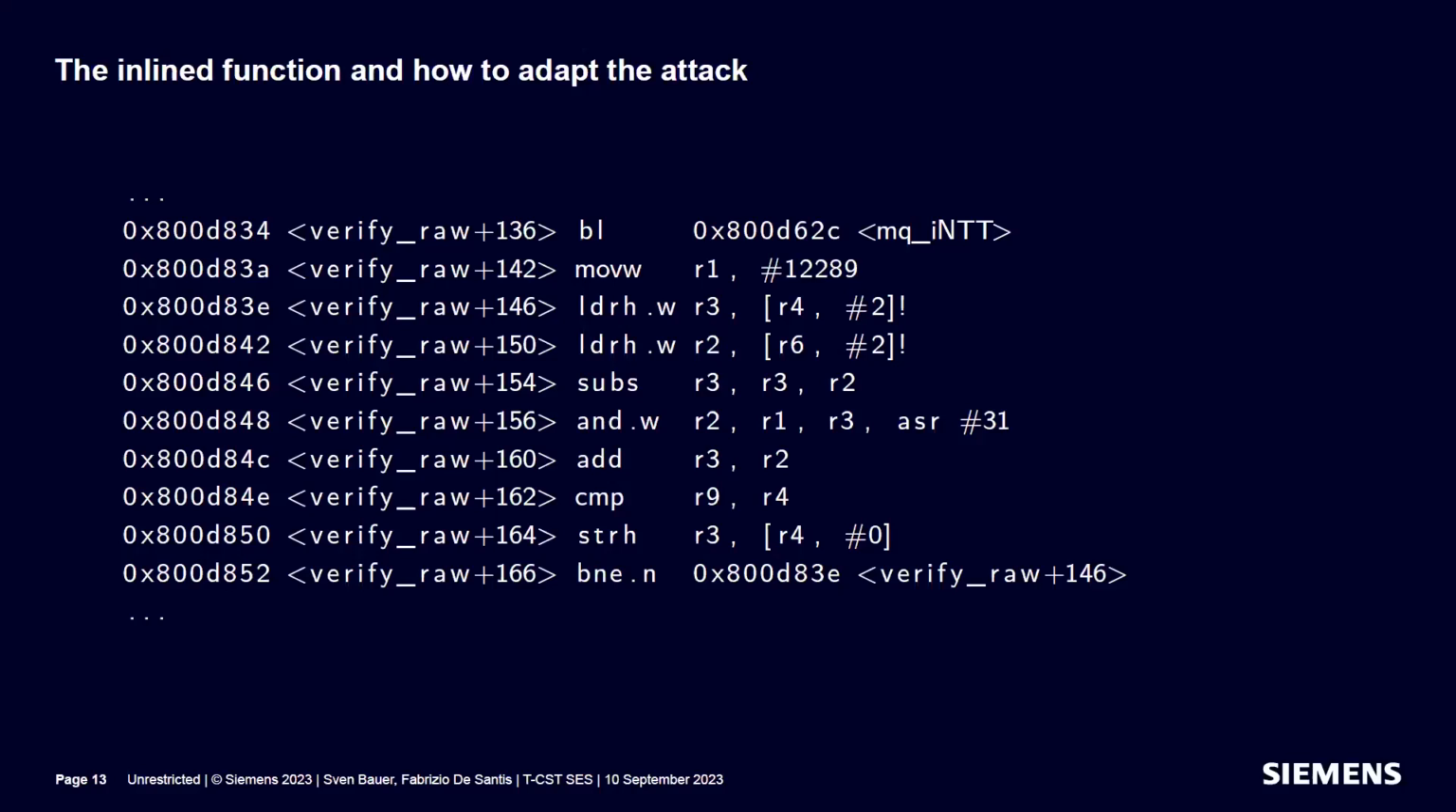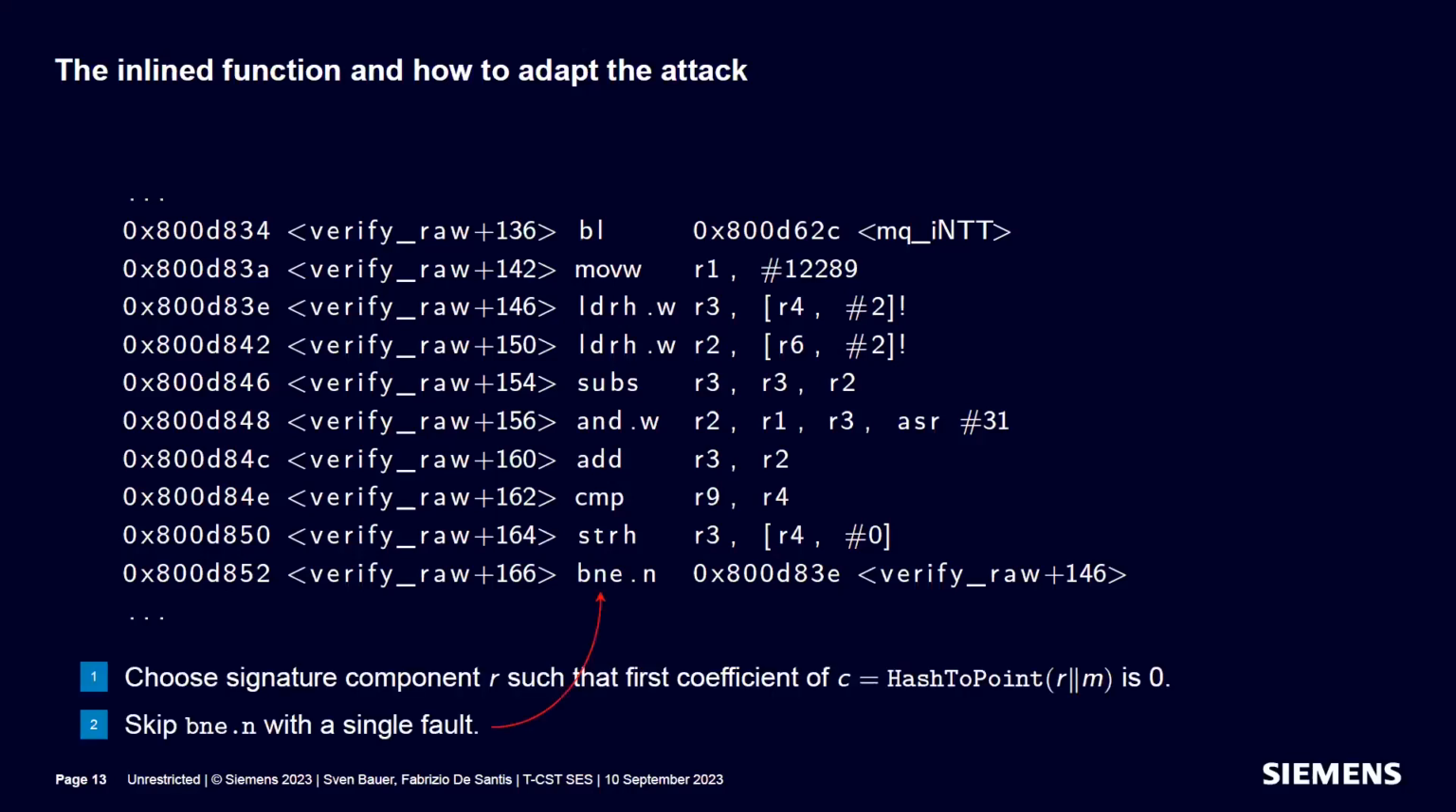So, okay, you could start with how we skip multiple instructions, but things get difficult then. Instead, if we want to stick with the model of a single instruction skip, we just skip the BNE at the end. So we don't skip the whole thing. The loop will run once and then just will fall through if you skip that. And so we can't remove the whole C from the computation, but we can choose the signature such that the first coefficient of C is 0.